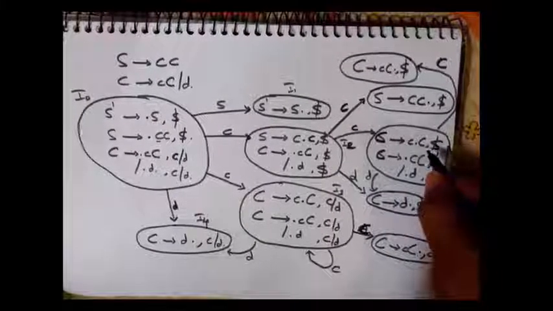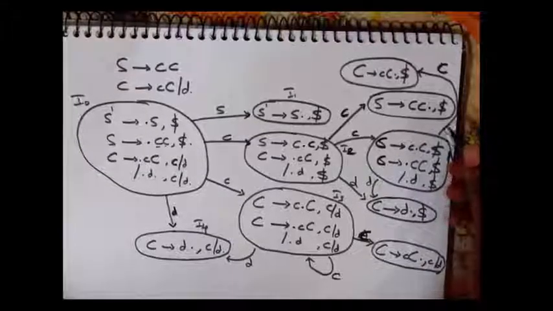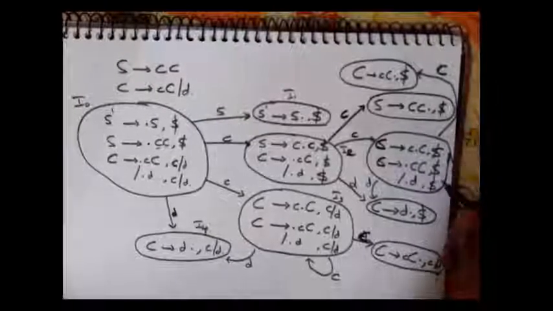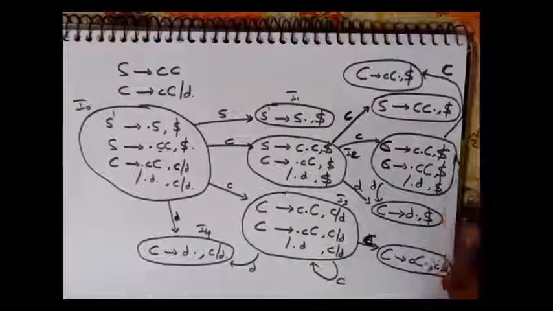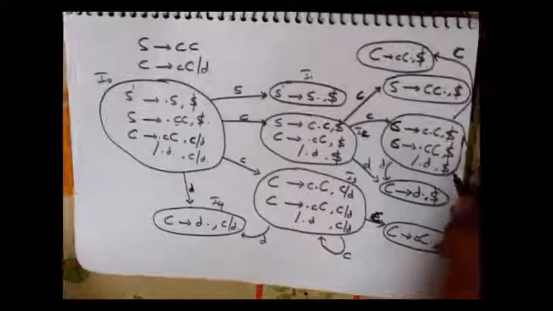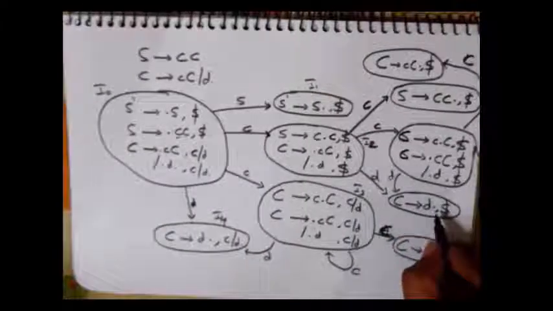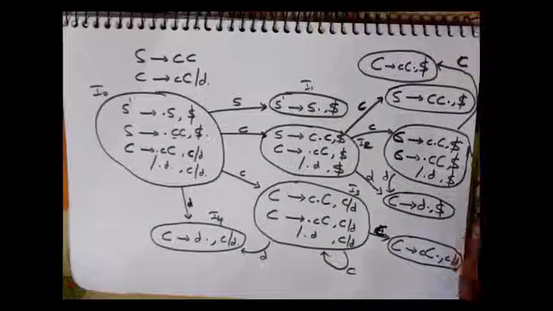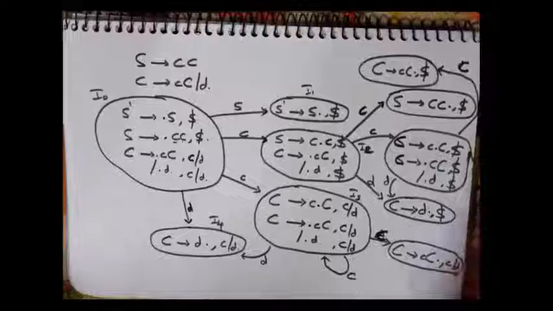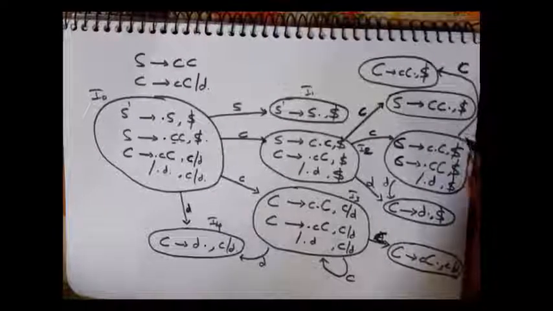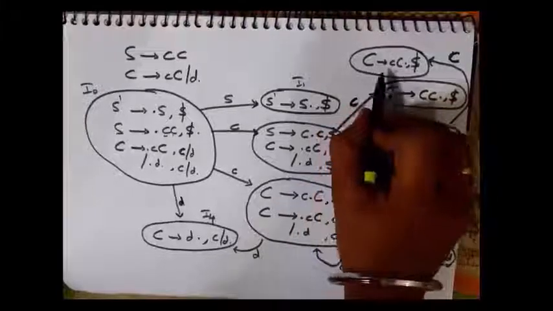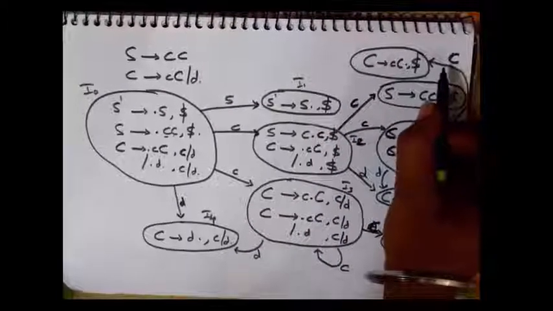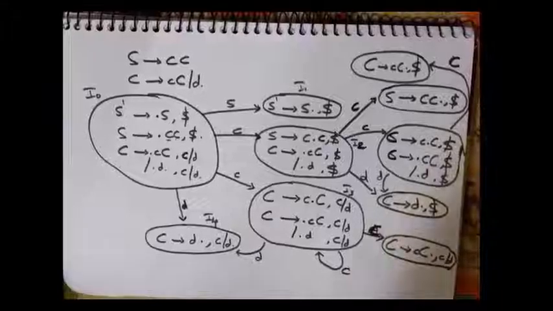Coming to this state, we have only two symbols to traverse, which are capital C and D. When the transition for this state is D, we'll get C derives D dot, comma dollar. Why? Because the lookahead doesn't change. And coming to the transition C, we'll get C derives C C dot, comma dollar. And now this is the final state.